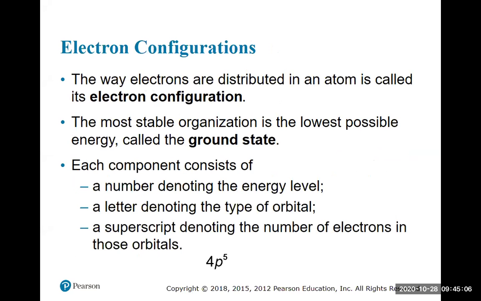We talked about electron configurations. We said we want to write things in the lowest energy possible. That's called the ground state. And when we write these, we have a number that denotes the energy level. In this case, that's the 4. The letter denotes the type of orbital. In this case, it's P. And then the superscript denotes the number of electrons. In this case, that's the 5.